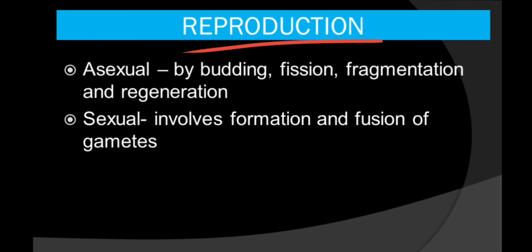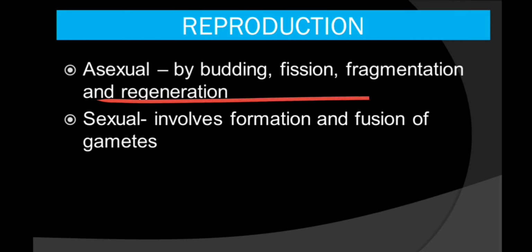Now about reproduction. Reproduction takes place in 2 ways, asexually and sexually. Asexual methods are budding, fission, fragmentation and regeneration. These are general things you are aware of, that's why I am not going into details. Sexual reproduction involves formation and fusion of the gametes.